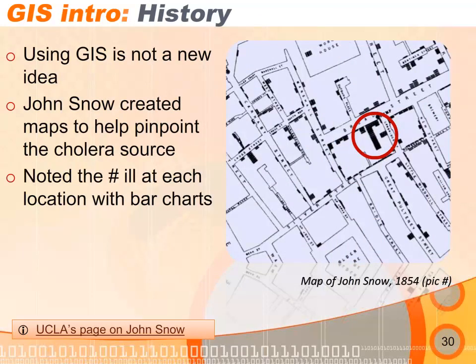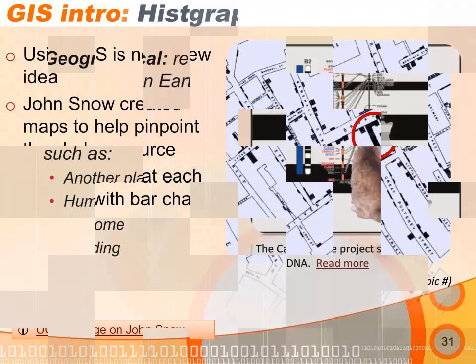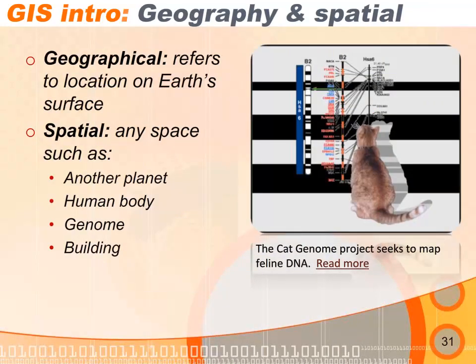GIS is not a new idea. For example, the famous John Snow created maps to help pinpoint possible sources of cholera. He noted the number of ill at each location with bar charts, and this helped him to determine which well was causing the most sickness. GIS data does not have to be limited to Earth coordinates. They could also help to map out the human body, a genome, a building, or even another planet.